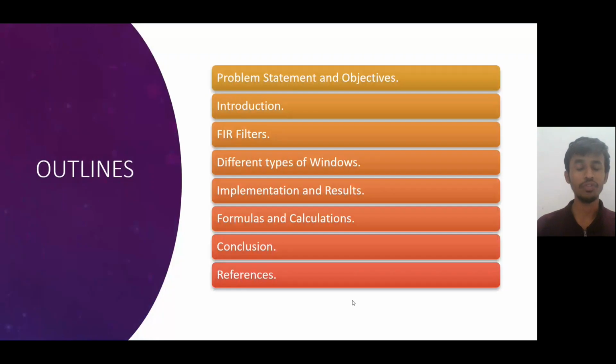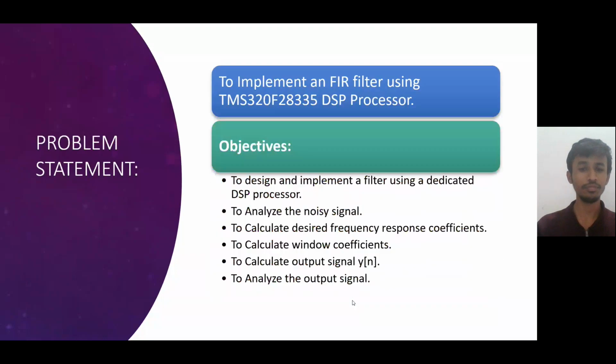Here are some outlines for our presentation. Firstly, we are discussing the problem statement and objectives. Then we are going to discuss the introduction and some basic information about FIR filters and their different types, and our implementation and the results. Then we discuss some formulas and calculations, then conclusions, and lastly some references.